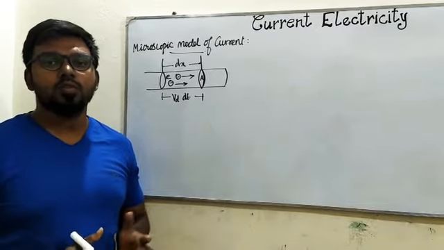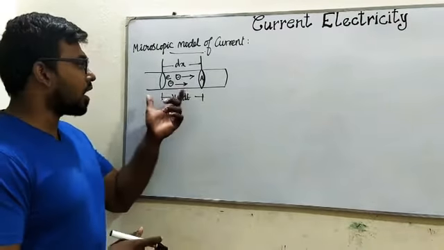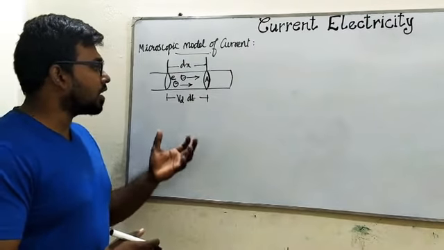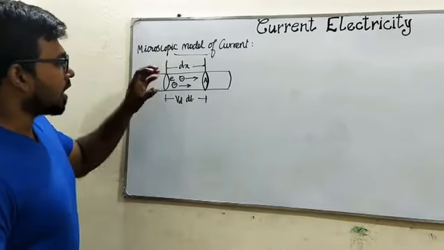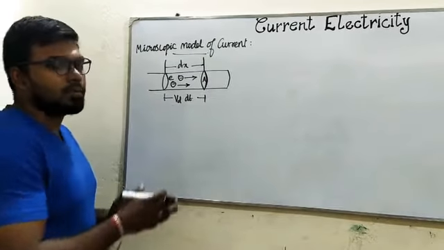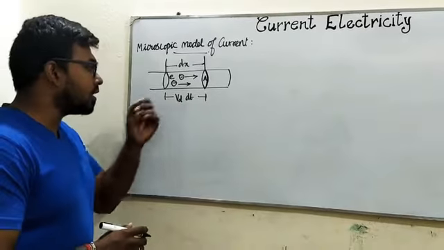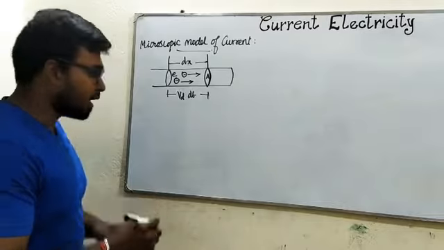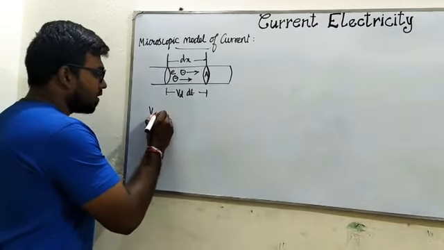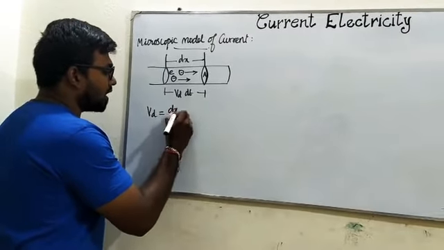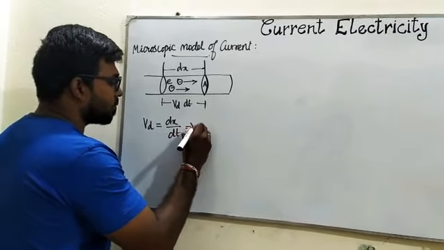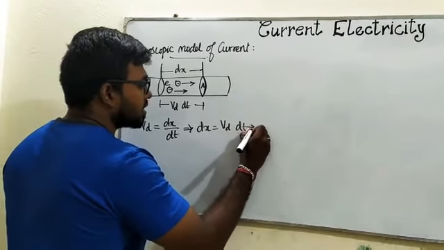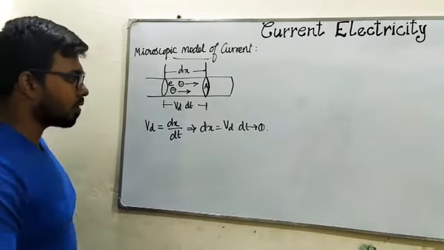Next is the microscopic model of current. Consider a conductor whose area of cross section is A, and an electric field E is applied from left to right. The electrons are moving in the same direction with a drift velocity Vd. The electrons move a small distance dx in a time interval dt. So we can write Vd is equal to dx by dt, which implies that dx is equal to Vd dt. Consider this as equation number 1.